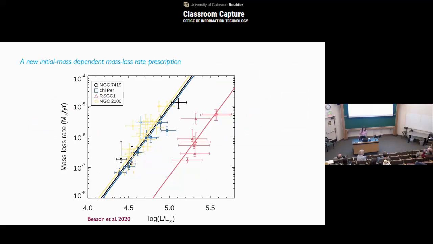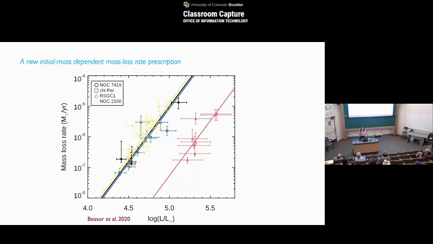So that's what I did. For every red supergiant in all of those clusters, I derived each of their luminosities and each of their mass loss rates, and this is what we see. So we've got luminosity along the bottom, and we've got mass loss rate along the Y. Each different color symbol is a different cluster.